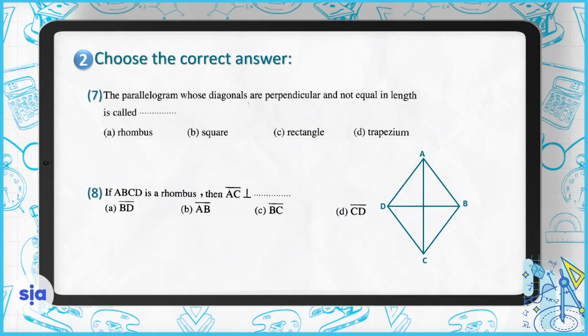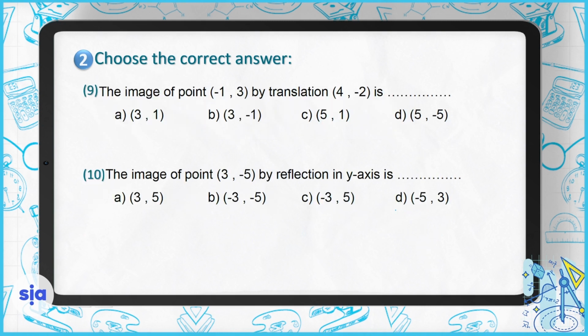Question 7. The parallelogram whose diagonals are perpendicular and not equal in length is called what? Yes, excellent. It's called a rhombus. Question 8. If ABCD is a rhombus, then AC is perpendicular, excellent, to BD because the diagonals of the rhombus are perpendicular to each other. Question 9. The image of point -1 and 3 by translation 4, -2 is what? We add 4 to the -1 is 3. We make 3 minus -2 is 1. So the right answer is 3, 1, which is choice A.